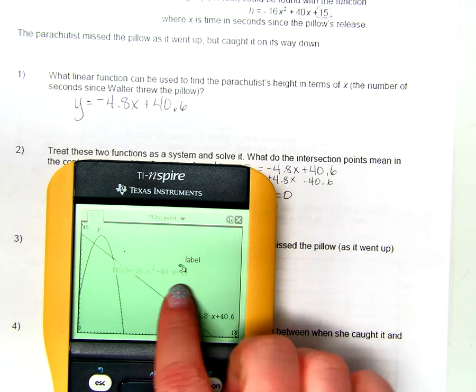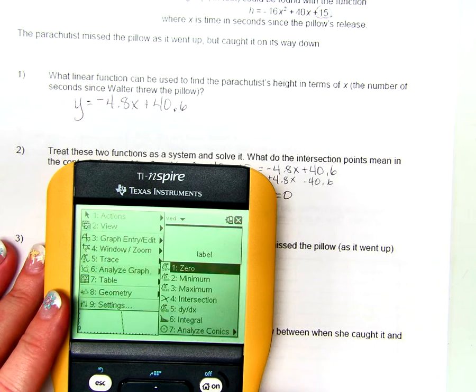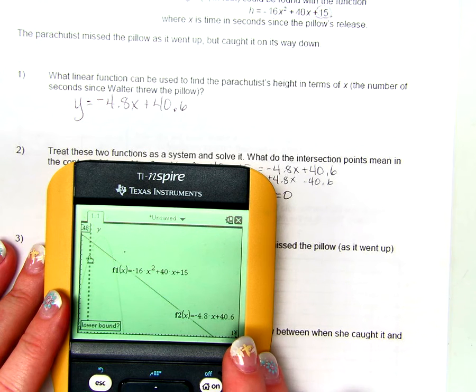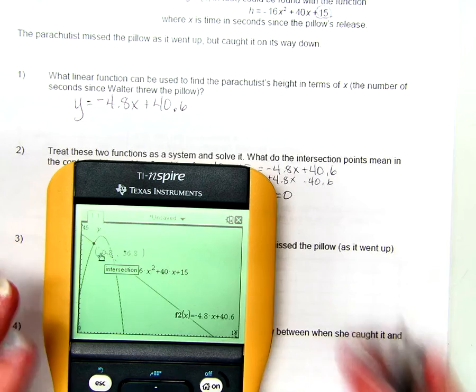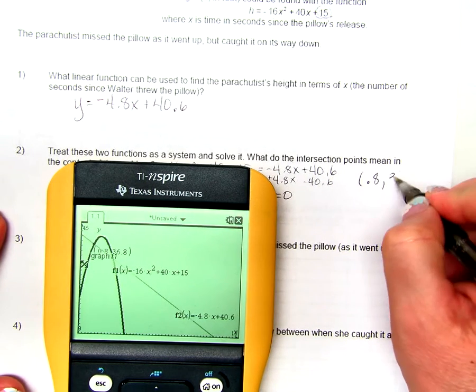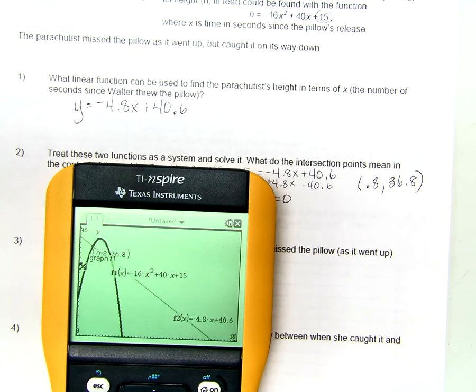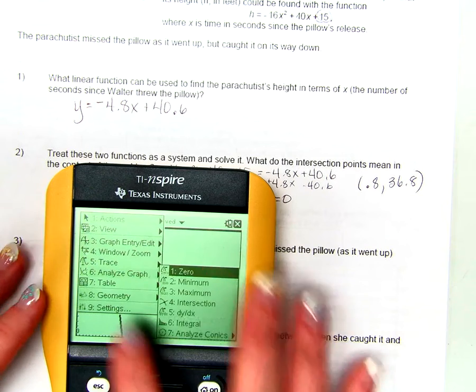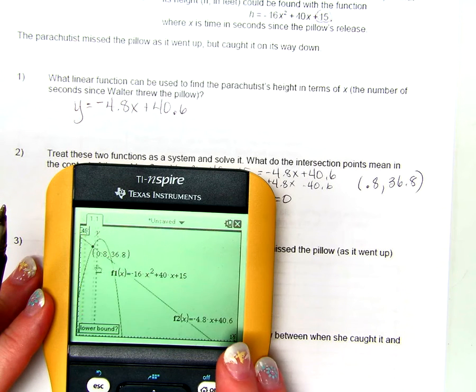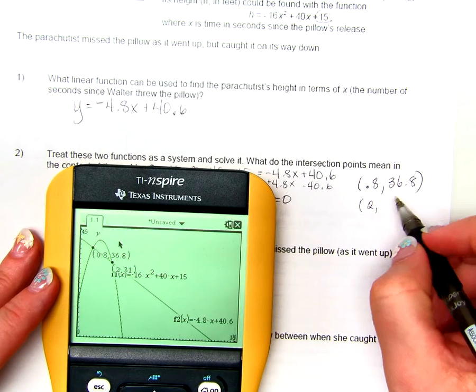Okay. So let's go find my intersection. Menu, analyze the graph. Find the intersection. Let's find this one over here first. And that point is 0.8 and 36.8. So let's go find the other intersection. Let's analyze the graph to find the intersection. And my left bound is here and my right bound is here. And that point is 2 and 31.